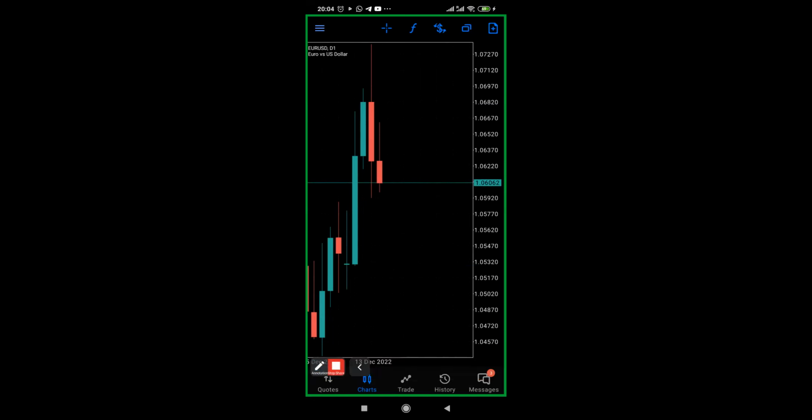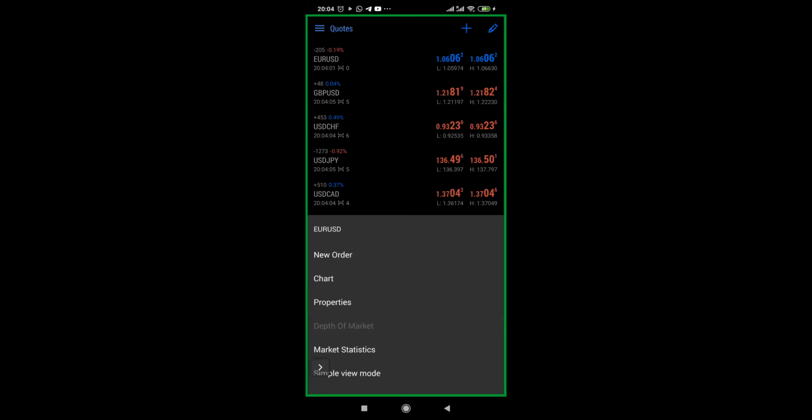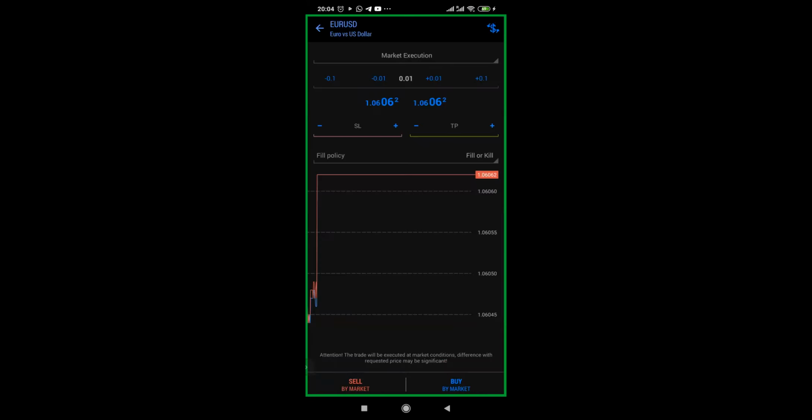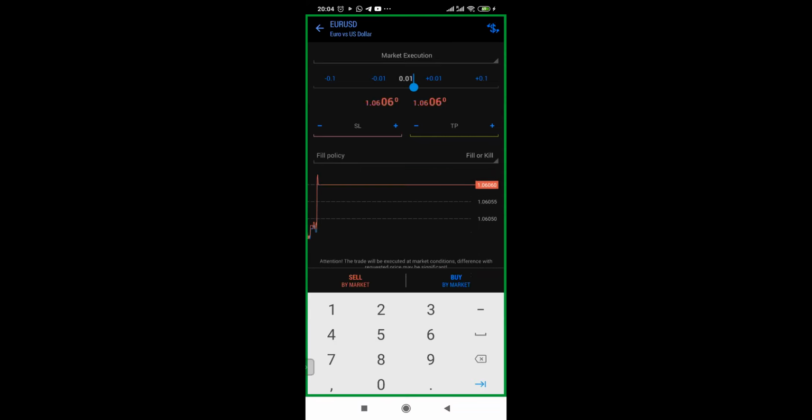So I want to enter a sell on this one. New order, Euro USD. I'm entering with market execution. I put my lot size 0.01. Because I'm entering at current market price, all I need to do now is set my stop loss and my take profit. There are two ways to set your stop loss and take profit. Either you put the price before you click on buy or sell, or after you click on buy or sell, you can modify your order and put it in. Let me give you an example.